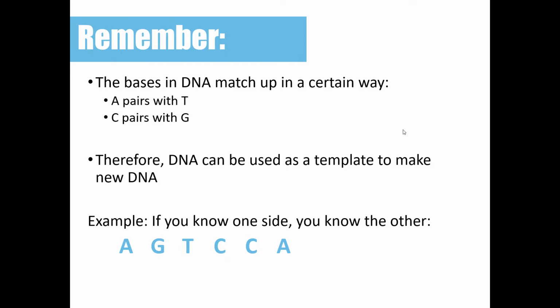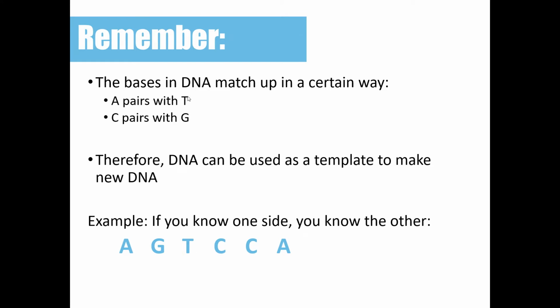All right, now we can talk about the how. So we're going to start talking about the process of how DNA replication happens. I do want to remind you from the last lesson that DNA has what we call nitrogenous bases. There are 4. So we have adenine, thymine, cytosine, and guanine.